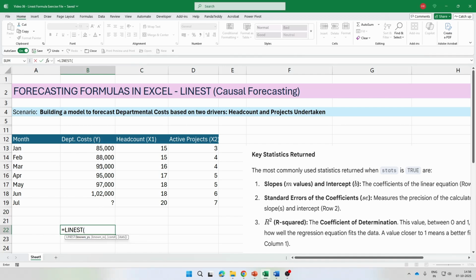So known_y's, which is this one for us. That's the predicting value which I want to predict. Come on, known_x's. In this case, I have 2 x's, which are these two values.